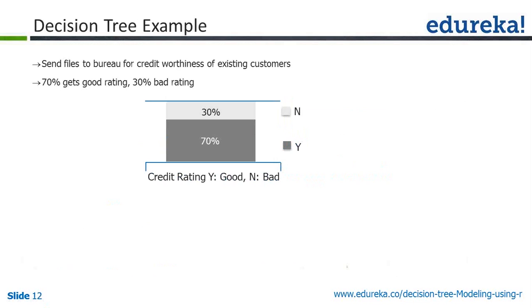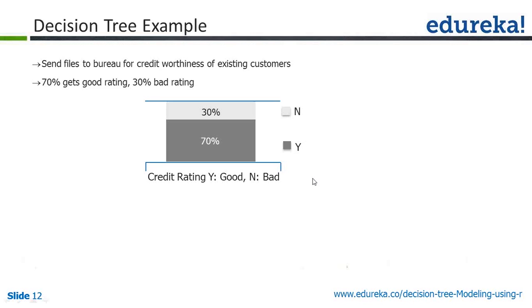Let's say you start with a population which has 30% bad and 70% good. If you send it to the bureau, ultimately 30% of people come back with a bad rating and 70% with a good rating. Now, sending to the bureau is a cost, and you spend some amount just to get a creditworthiness check for each customer, correct?